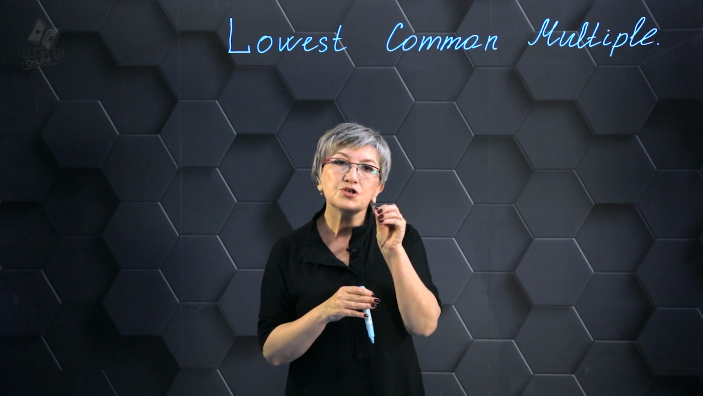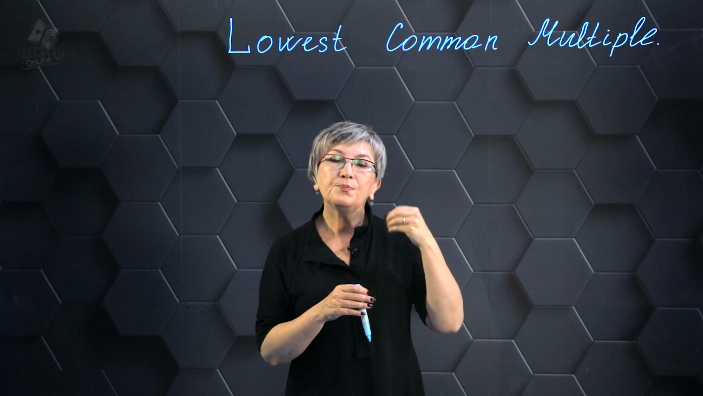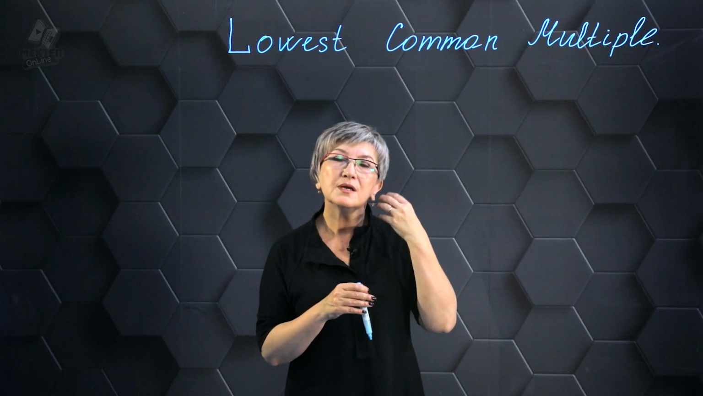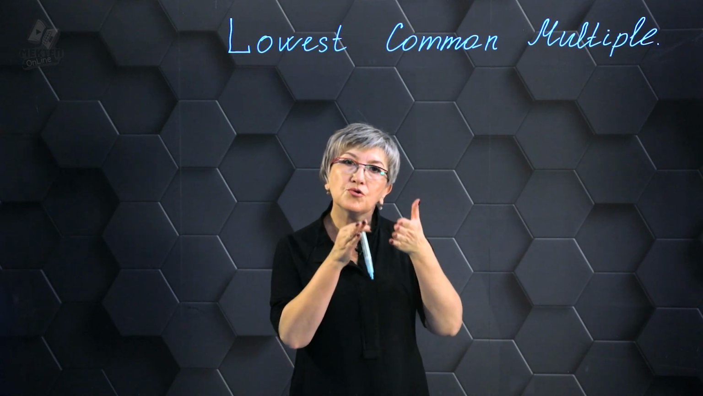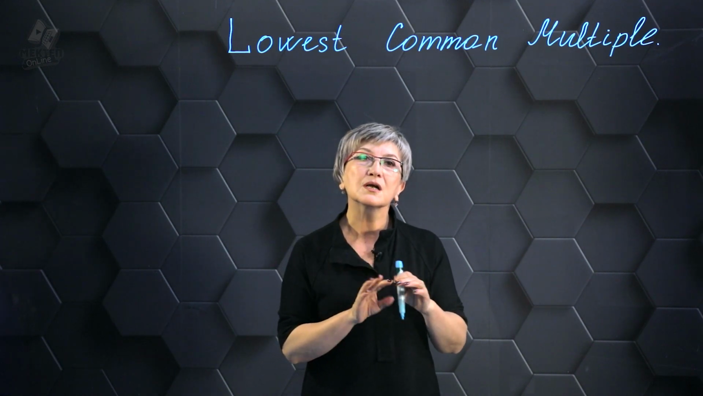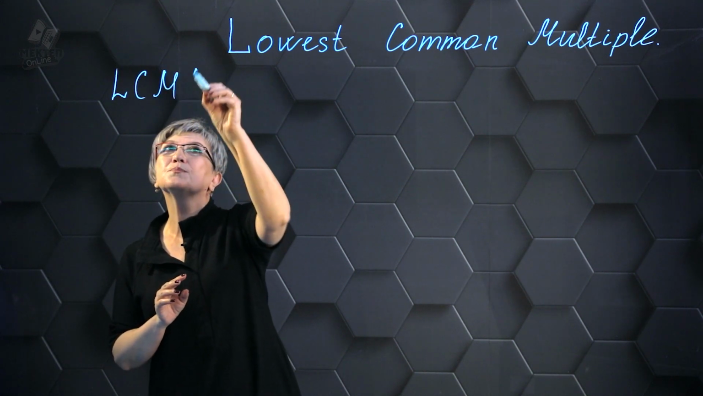Moreover, if you learn the algorithm for finding the least common multiple, then later, when dealing with complex examples and introducing letter expressions, you will easily find it. Okay, today we'll find the LCM for the numbers 15 and 45 together.